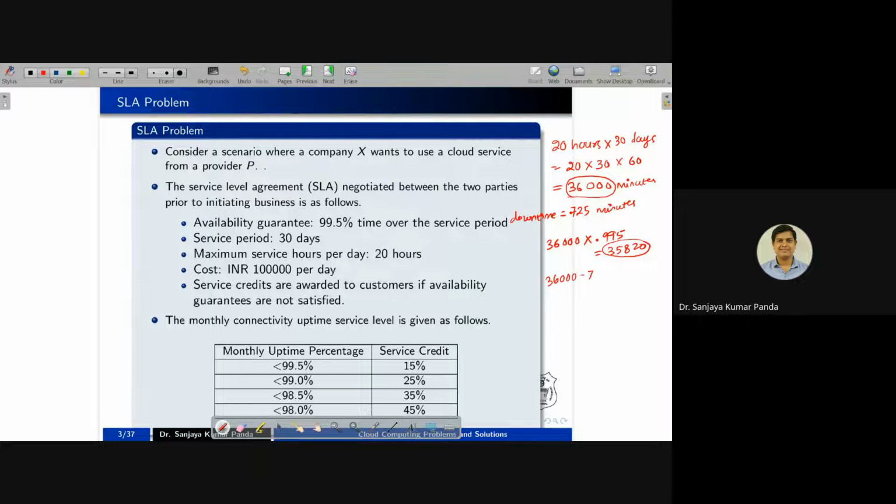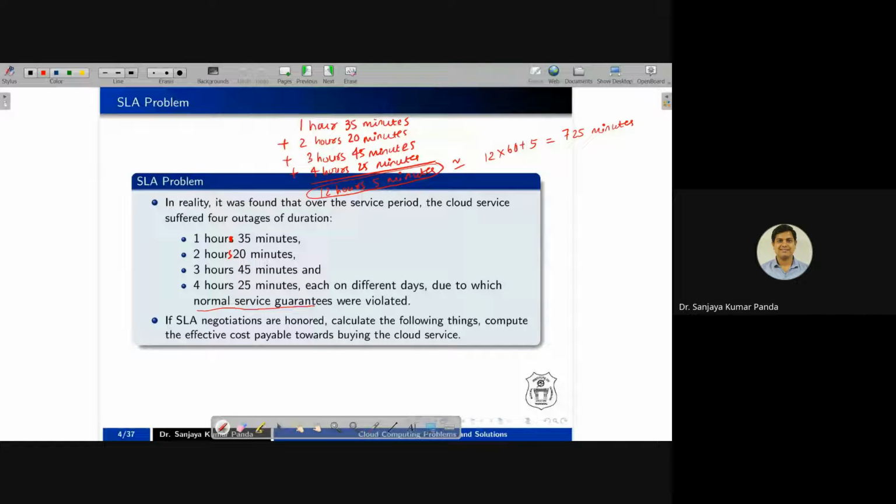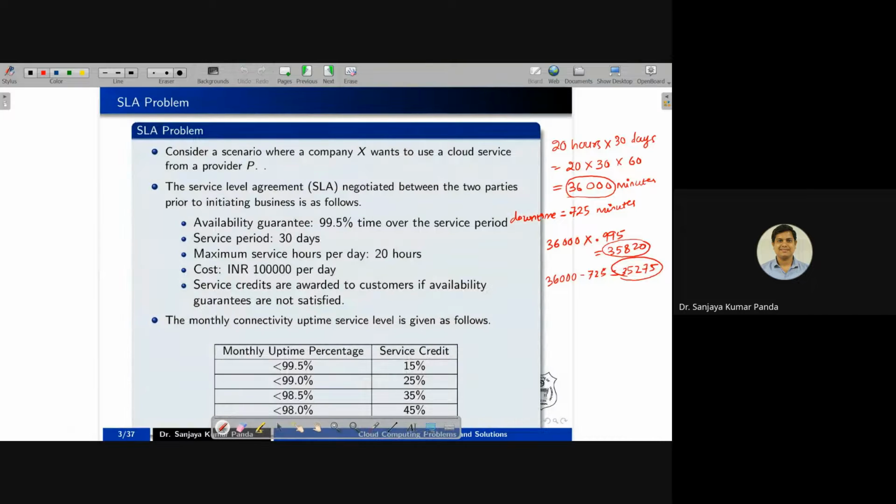36,000 minus 725. So you are getting 35,275. As this 35,275 is below the 35,820, that indicates that the normal service guarantee was violated. So we need to charge the service credit. As a customer, we have to ask for service credit.